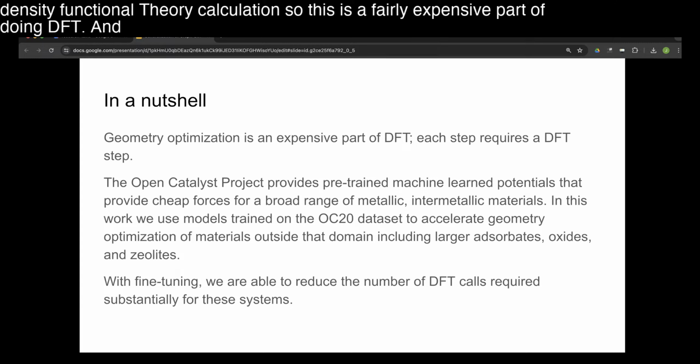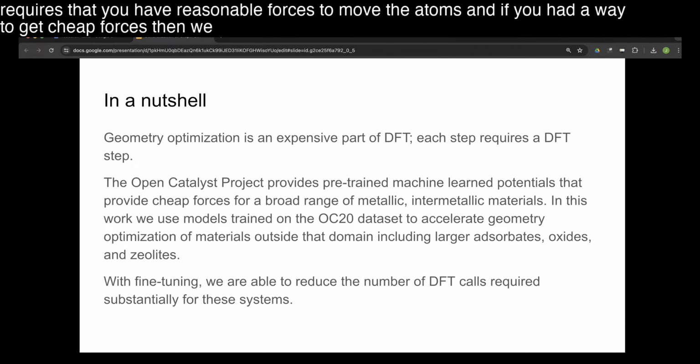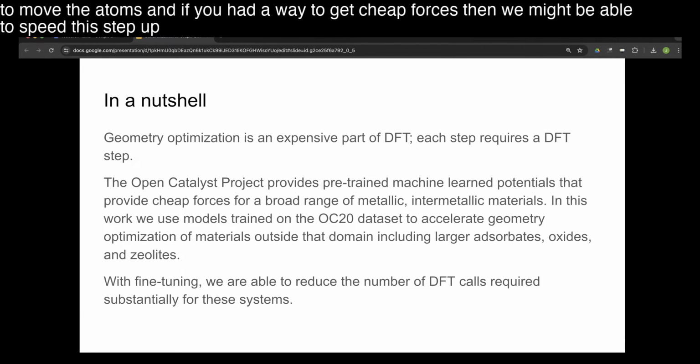And the algorithm that I described only requires that you have reasonable forces to move the atoms. If you had a way to get cheap forces, then we might be able to speed this step up, and just having a few or even zero DFT calculations would be ideal.